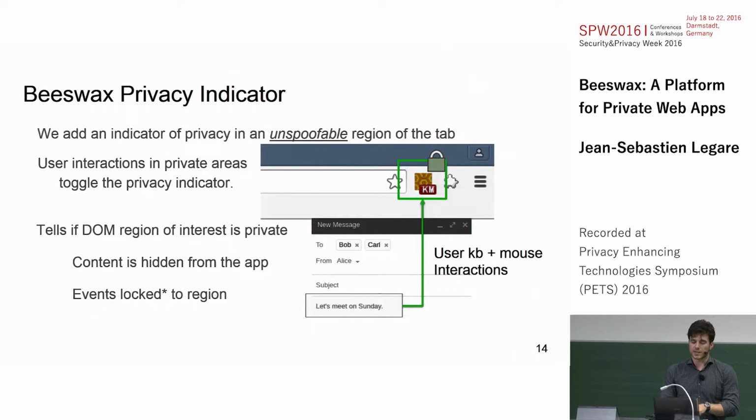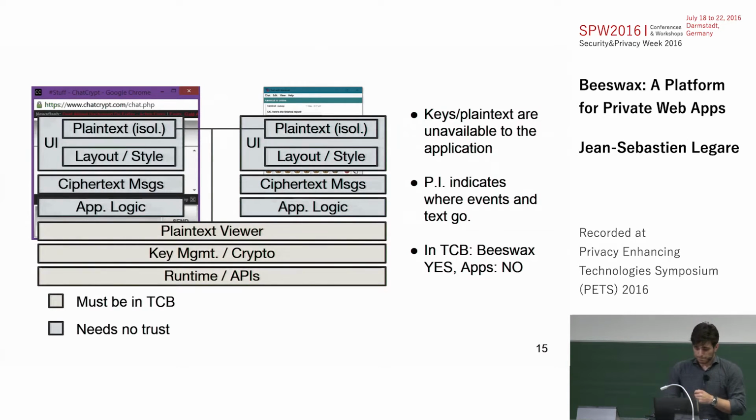This indicator essentially tells the user that the DOM region of interest that they're interacting with is private. And in that area, the content is hidden from the application. So whatever you type in there, the application can't read. And the events are locked to that region. So back to this slide again. What we've achieved with the privacy indicators is that we have the keys and plain text unavailable to the application, and the privacy indicator indicates where events and text by the user go. So we eventually achieve our goal this way. And so you trust the platform, you trust Beeswax, but the apps don't need to be audited or trusted.